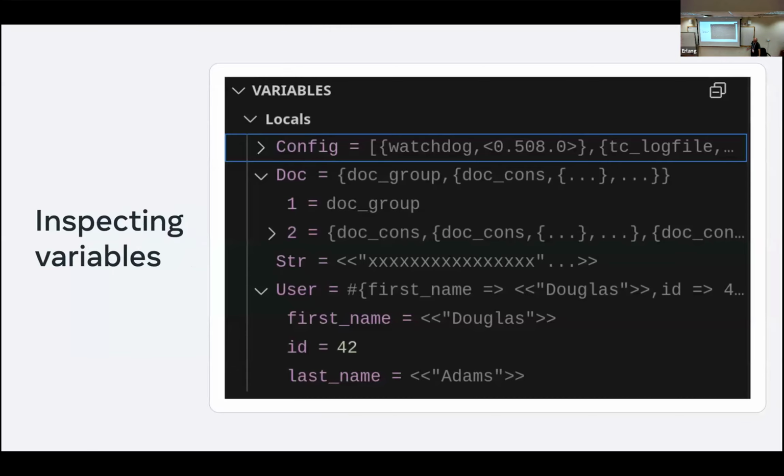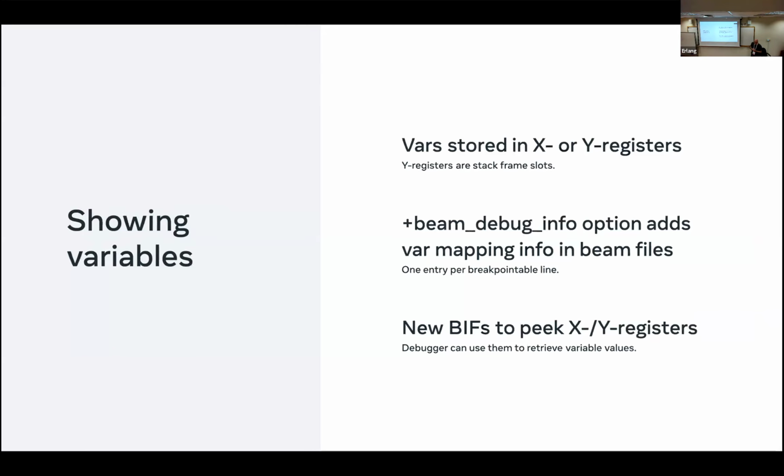So, inspecting variables. What we want is to show the values of the variables in the running process. I won't go into a lot of detail, but you need to know that in the BEAM virtual machine, there are two kinds of registers. X registers are like what one would call a register in any register machine, things that ultimately tend to end up in an actual processor register. And Y registers are just a name given to slots in the stack frame. Given a stack frame, they are numbered 0, 1, 2, 3, and they're called Y registers.